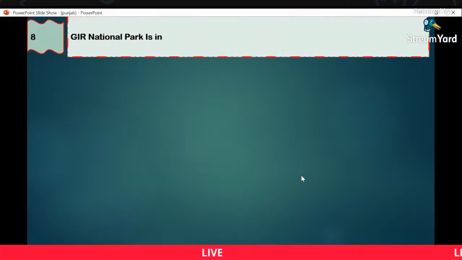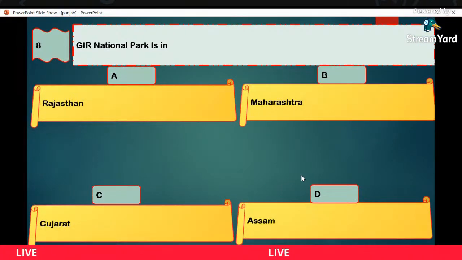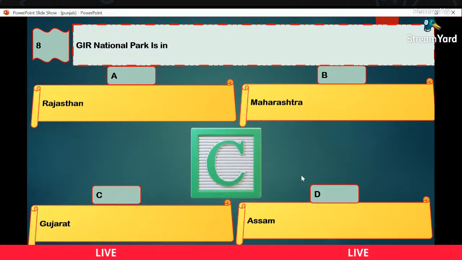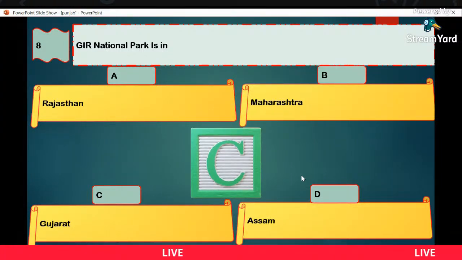Next question, question number 8. Gir National Park is in: Rajasthan, Maharashtra, Gujarat, Assam. Where is Gir National Park located? Question number 8. Deepa, C. Very good, Deepa. Gir National Park is in Gujarat.